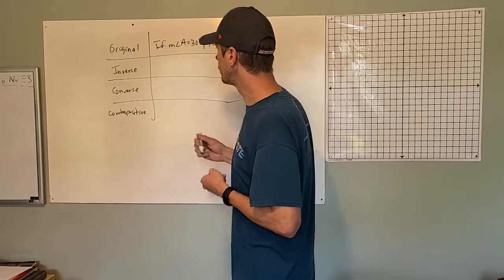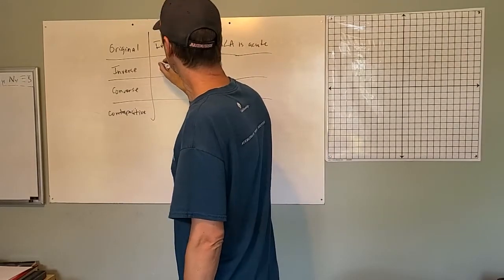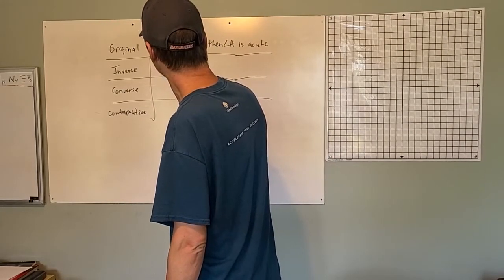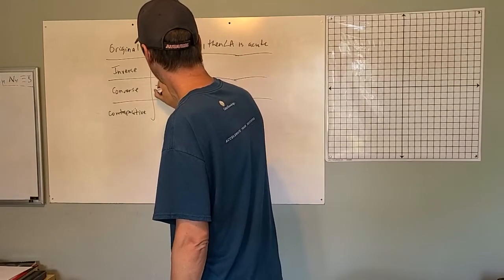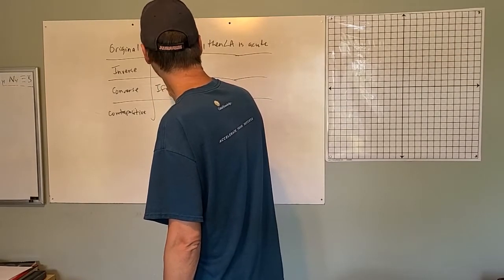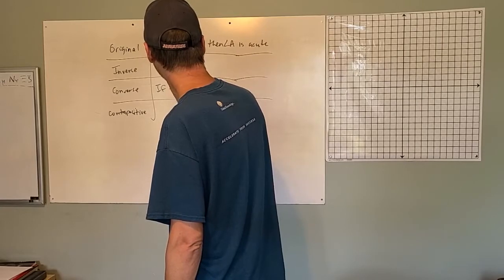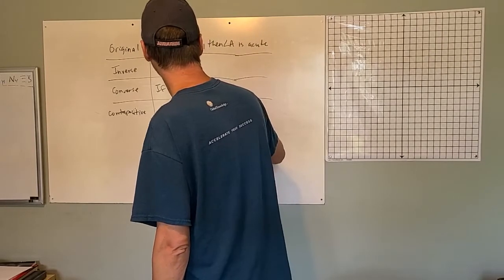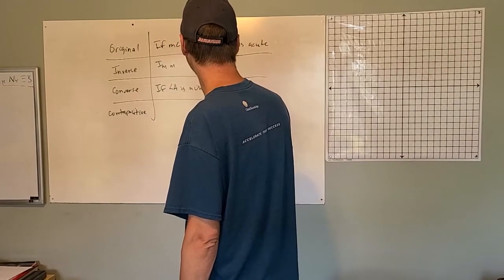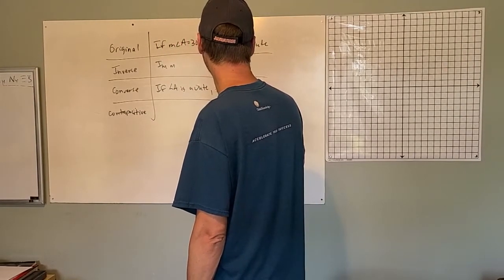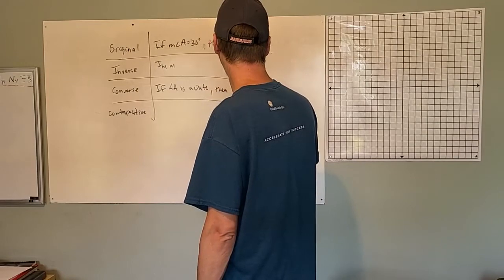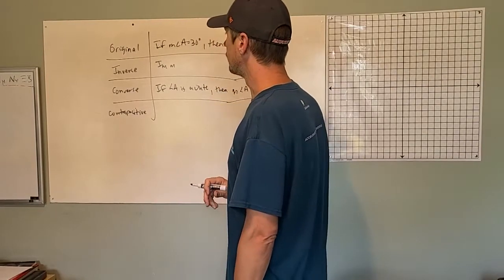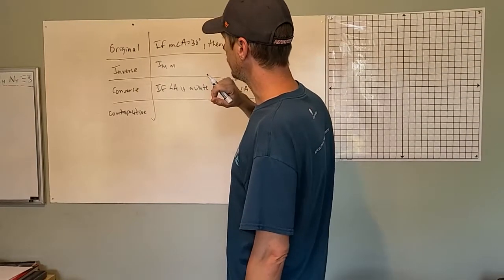The converse would be: if angle A is acute, then angle A is equal to 30. This is kind of how we learned it. So if angle A is acute, then the measure of angle A equals 30. Now let's do the inverse and the contrapositive of each of these.